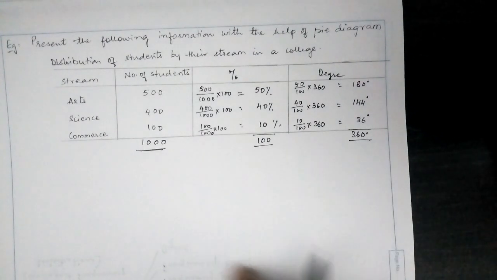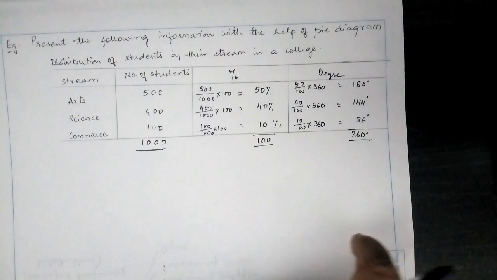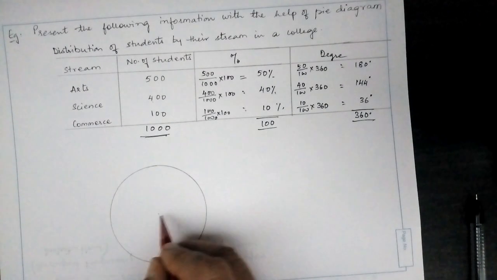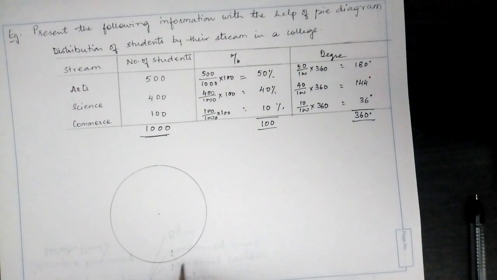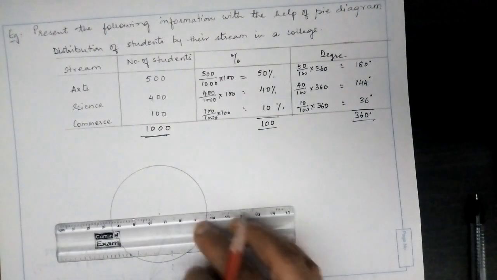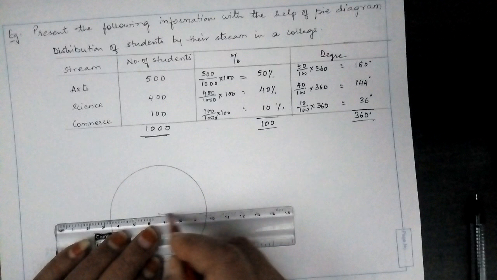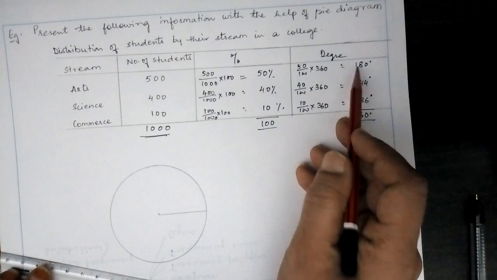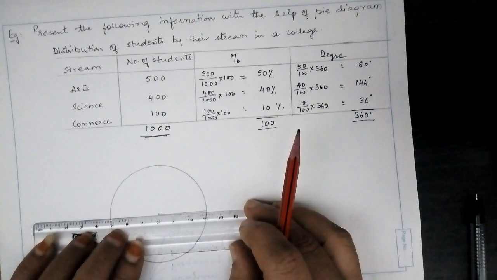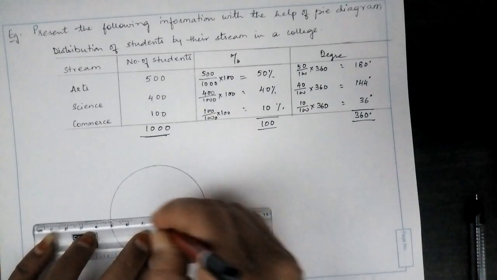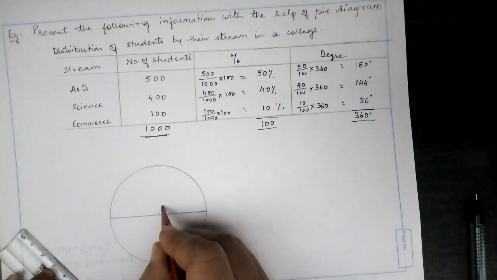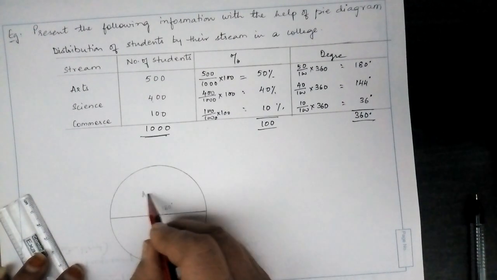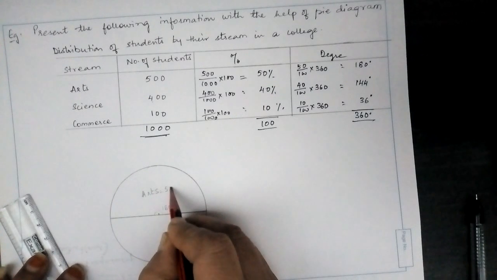So we will now make a pie chart. For that, first we need to draw a circle with any radius. So here we have a circle of any radius, this being the center. So we will first draw a baseline. From here, now the angle for arts is 180. So 180 we know is a straight line or the diameter. So this is very easy for us. So 180 degrees here is for arts. So we will write here arts. What is the percentage? 50%.